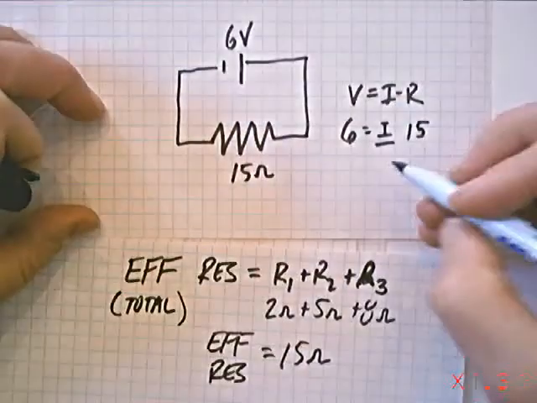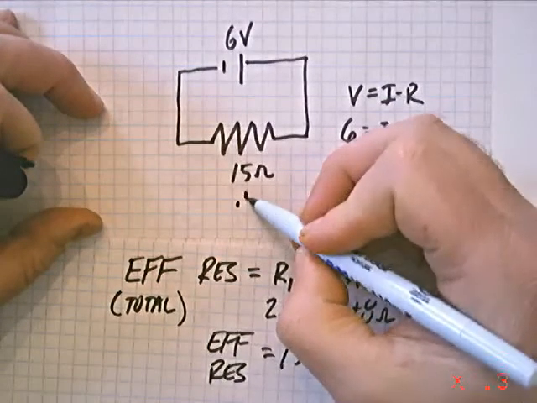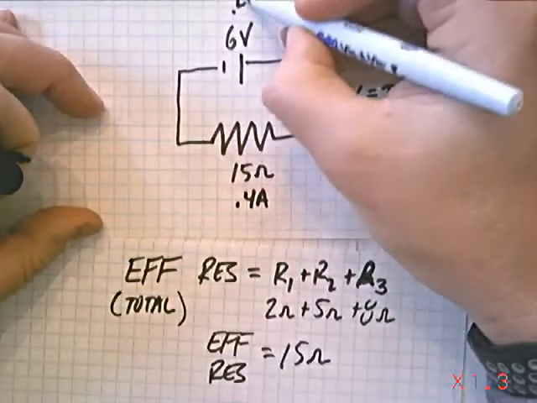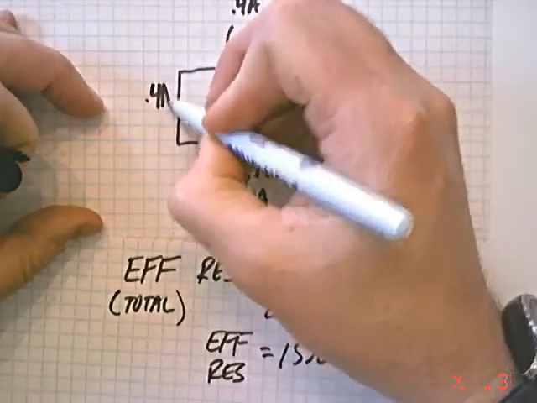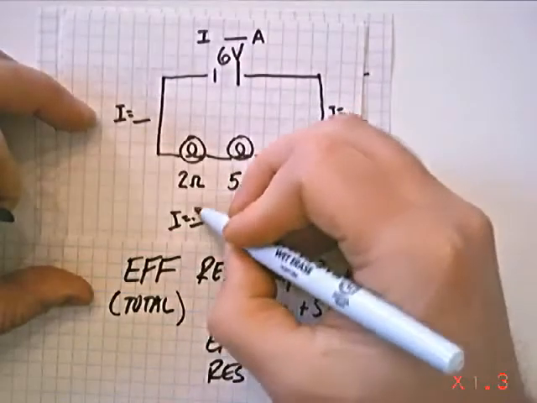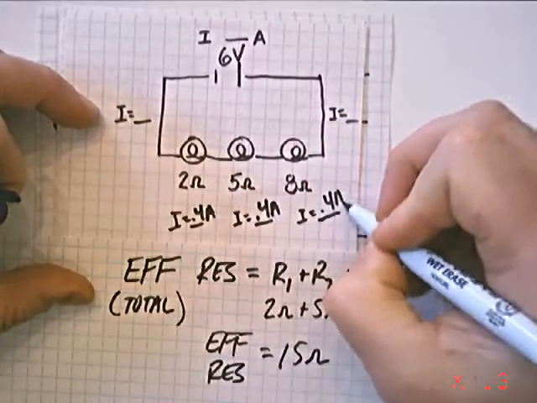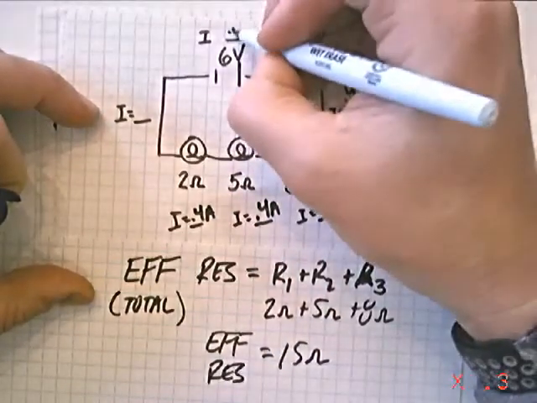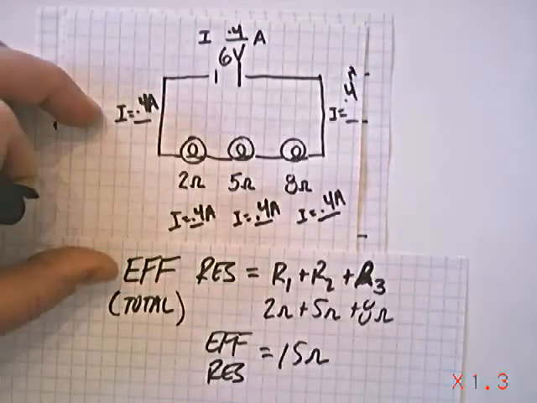So I have 0.4 amps going in here. And I also have 0.4 amps going in here, and the wire, and everywhere. So guess what? We can now translate that back here and put in my 0.4 amps here, and here, and here, and here. You get the idea. And here too. Everybody's got 0.4 amps.